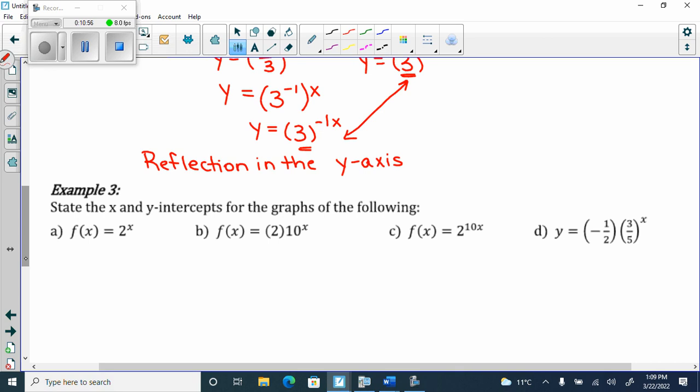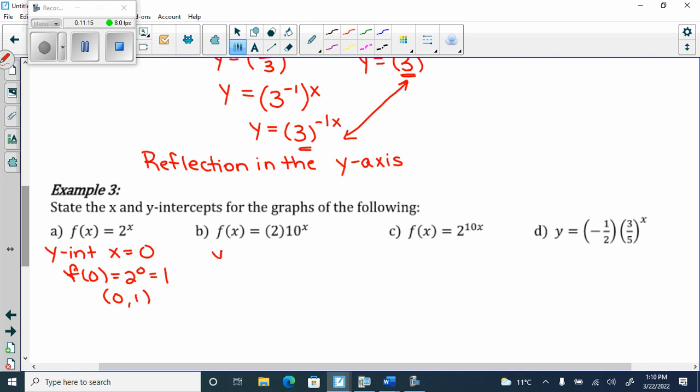Now, y-intercepts are easy. Why are y-intercepts easy? You make x equal to 0 and solve. So it's going to be f of 0 equals 2 to the 0, which is 1. So it's at (0, 1).